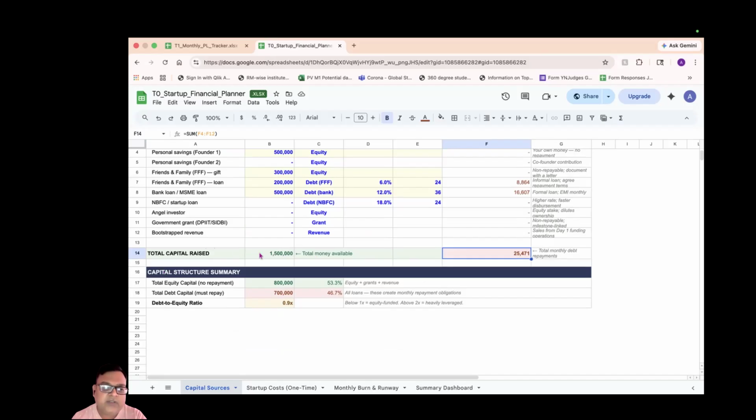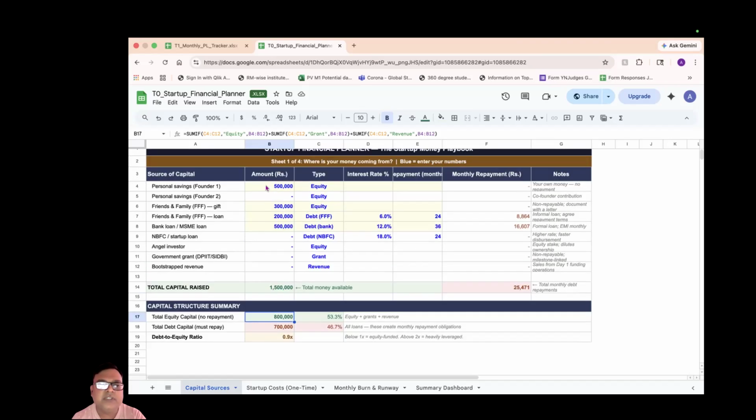Good. Now to this 15 lakh rupees, okay, if you see the equity capital, which are these two, this one and this one, 5 lakh and 3 lakh, 8 lakh rupees, which is 8 lakh divided by 15 lakh rupees, 53.3%. Okay, very simple. And similarly, the remaining amount, which is 7 lakh, is 46.7%, is the debt.